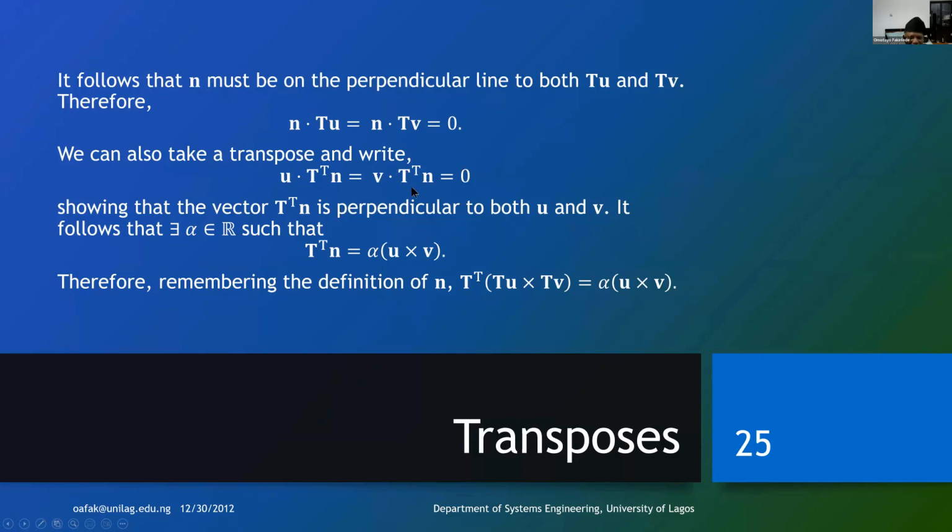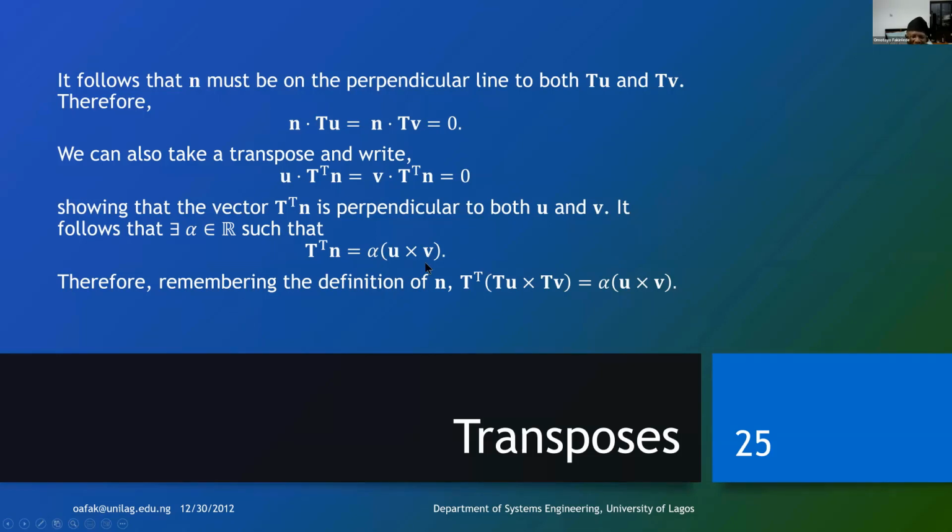So on this side, TTN dotting V gives you 0, and TTN dotting U gives you 0. That means TTN must also be perpendicular to U cross V, since it is perpendicular to both U and V. So TTN is a vector perpendicular to U and also perpendicular to V. So we can write it as some scalar multiple of U cross V. If it is perpendicular to both U and V, then it must be along the line perpendicular to both. We don't know alpha, but whatever alpha is, it is a scalar. So we can write that TTN is equal to alpha times U cross V.